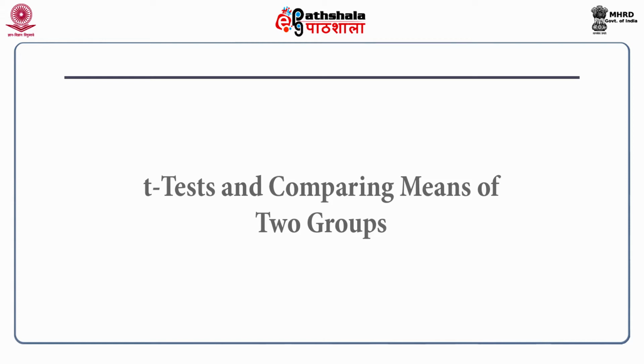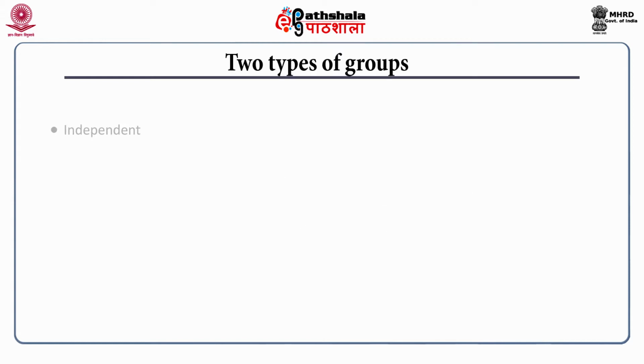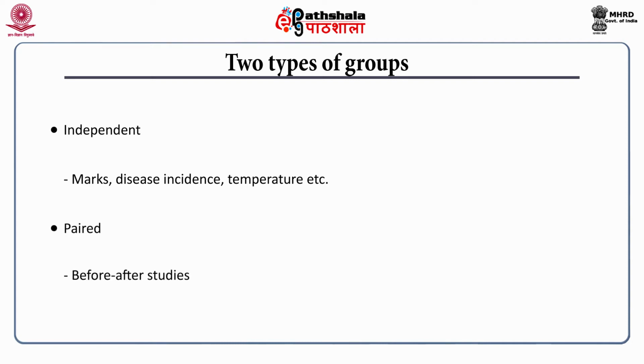Now let us see how t-tests for the comparison of the means of two groups can be performed. There are two types of groups. One is called independent group, for example, marks that students get in one subject and another subject, which is totally independent. Disease incidence, temperature, all these are independent groups, while paired group is especially for the before and after study. For example, before a drug is administered and after the drug is administered, or the students' performance in the first semester and the same students' performance in the second semester, or the left eye versus right eye. These are all paired measurements.